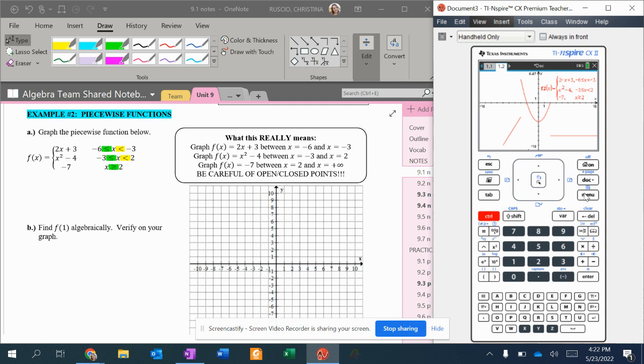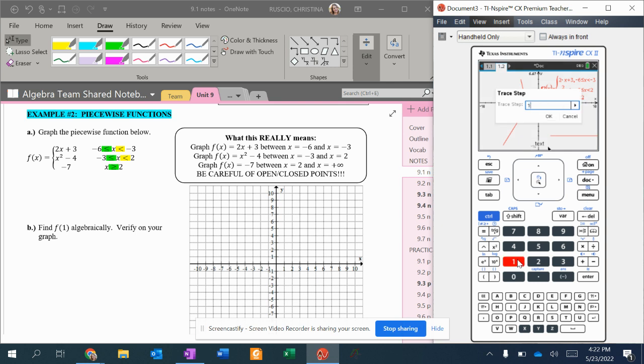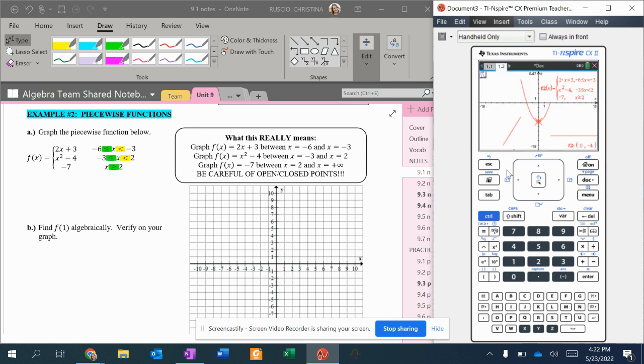Actually, no. Let's just go to the menu. Menu, analyze graph. Actually, let's trace it. I think this is a better option. So let's trace the graph. Remember to change your trace step to 1. And then menu, trace, graph trace. And we can move to the left and right using arrows.